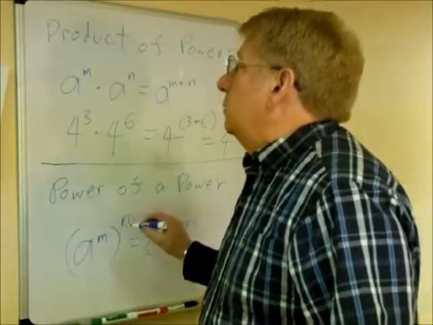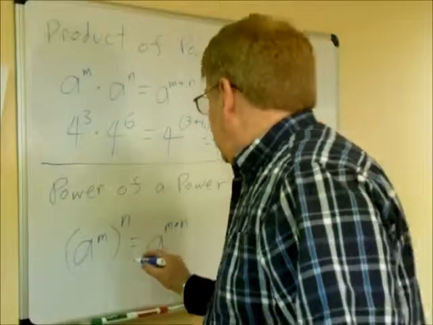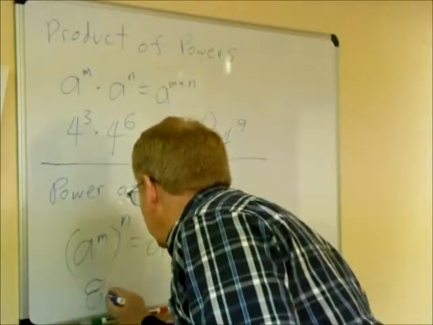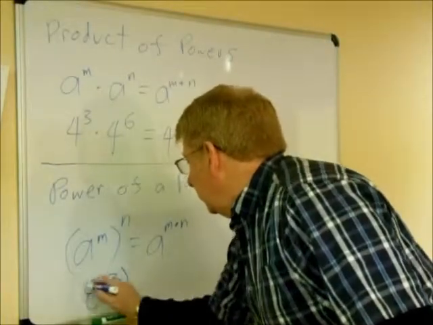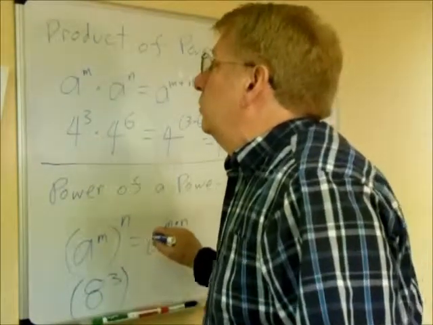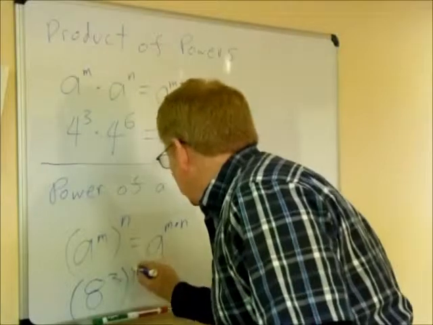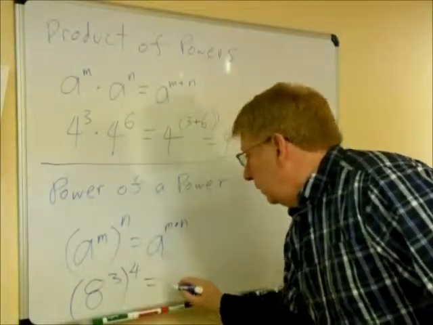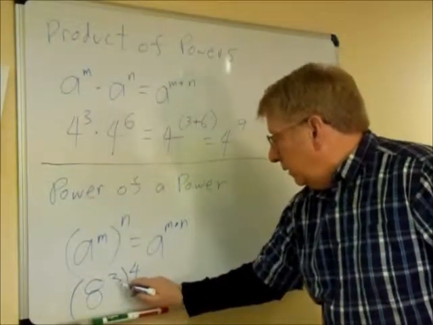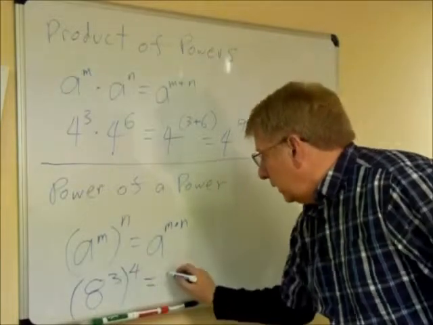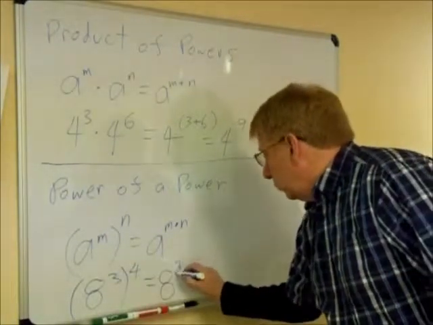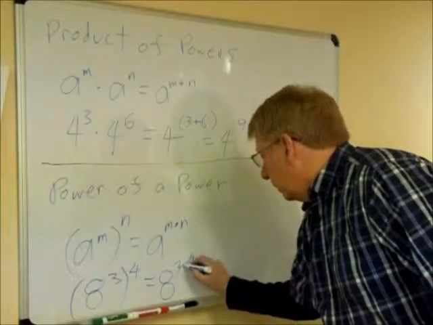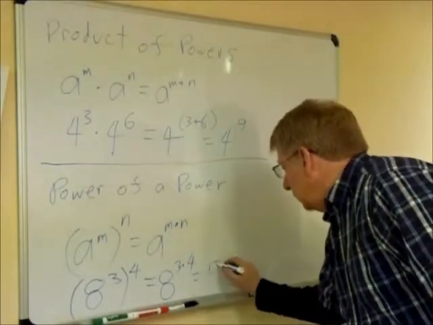An example of that could be if we had 8 to the third power, and then we took that to the fourth. So in that case we would have the 8 to the third, we'd take 8 and we'd take 3 times 4. And that would give us 8 to the 12th.